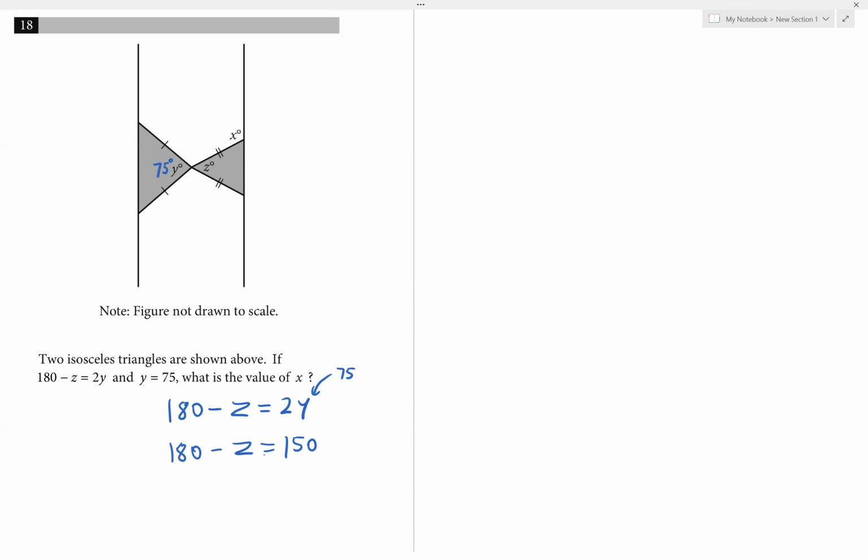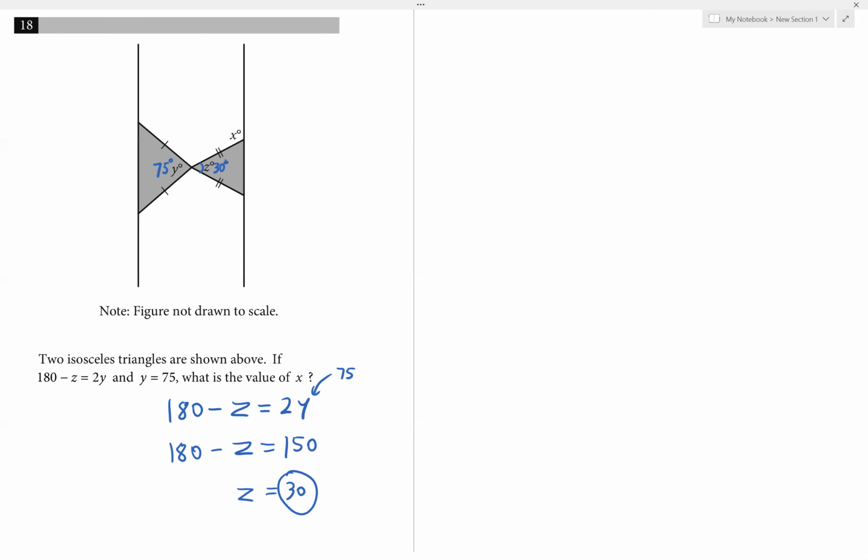Well, 180 minus what is 150? So z should be 30, right? Because 180 minus 30 is equal to 150. So z should be 30. From this equation, we can actually solve for z. The z value is 30 degrees right there for this angle. Okay, now we know z is 30, we can solve for x.